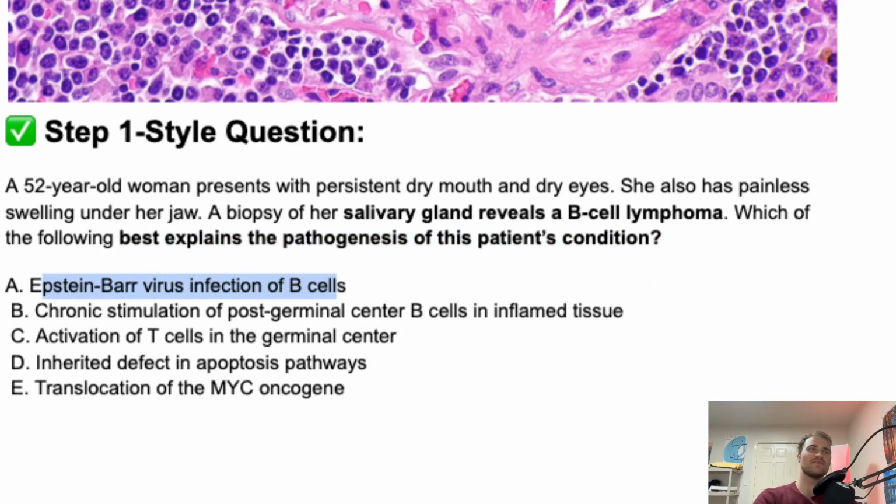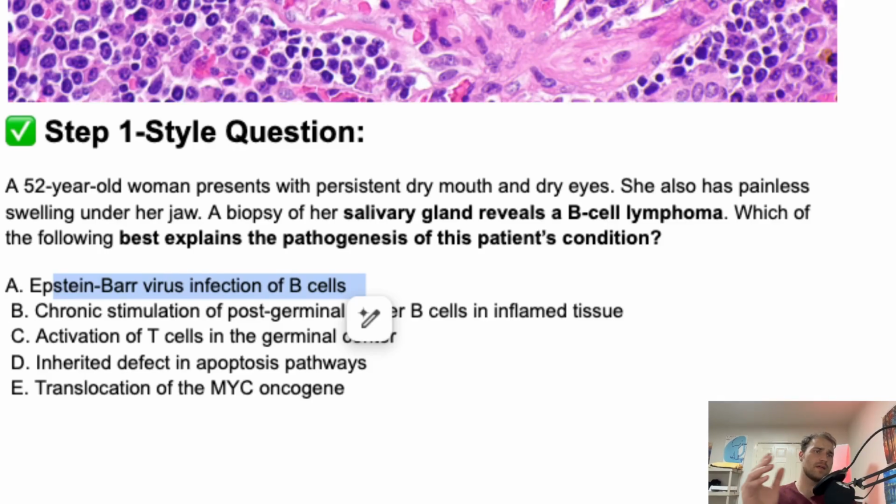A, Epstein-Barr virus infection of the B cells. That would be Burkitt's lymphoma. Burkitt's, right? Not marginal zone. T cell activation: marginal zone lymphoma is a B cell cancer, so thanks for playing. D, let's look at that one. Defective apoptosis. That would be your follicular lymphoma because that's associated with the BCL2 gene. So the MYC translocation, what is that? What's the MYC? That's going to be Burkitt's lymphoma. And so these guys, E and A, are similar. They're both Burkitt's, not marginal.